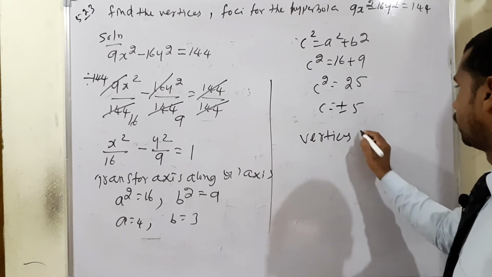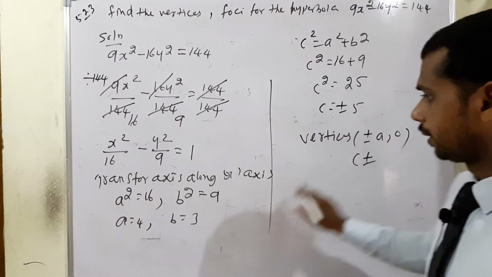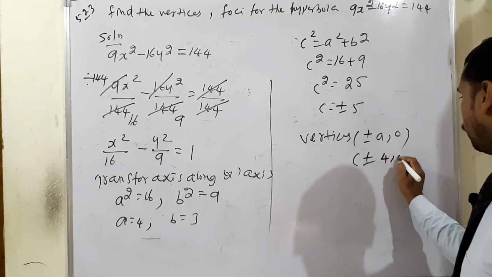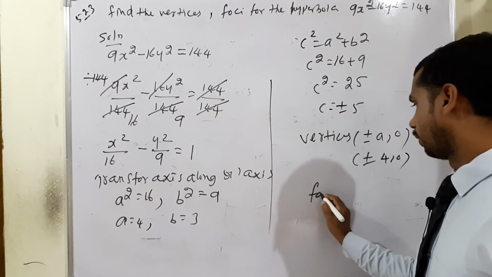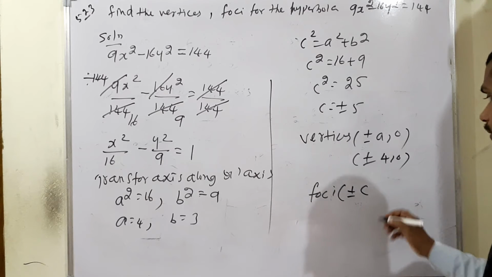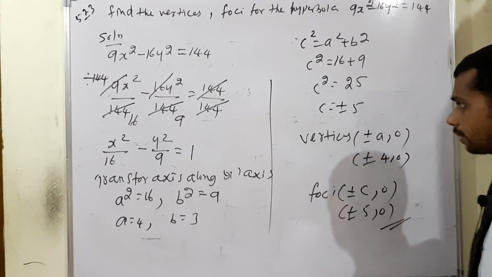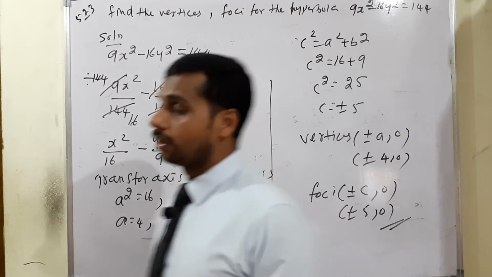So vertices means definitely plus or minus a comma 0. Therefore, plus or minus a is equal to 4 comma 0. Then foci. Foci means plus or minus c comma 0. So plus or minus c is equal to plus or minus 5 comma 0. That's all. I will continue the next example.